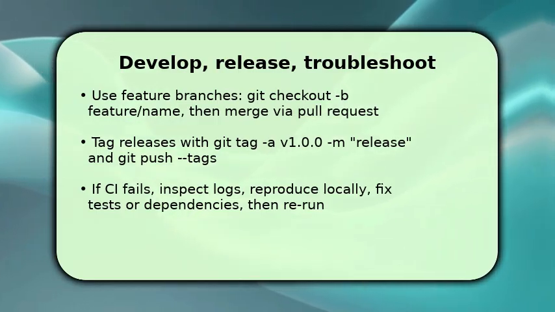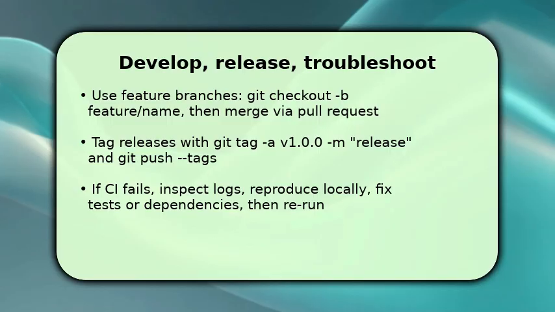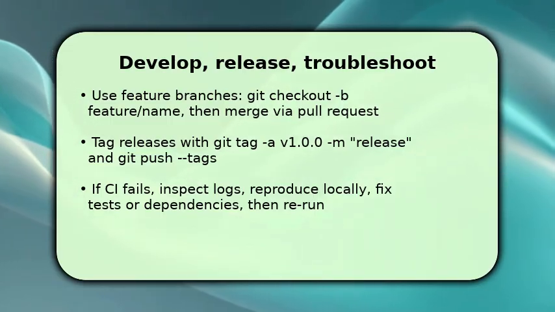Once ready, tag releases with semantic versions and push tags so GitHub creates release notes. Deploy from main using GitHub Actions or another pipeline.